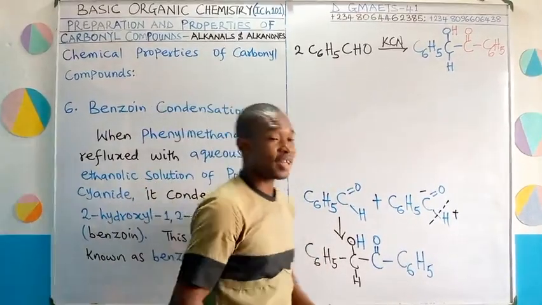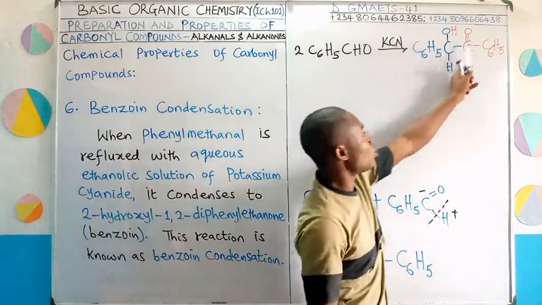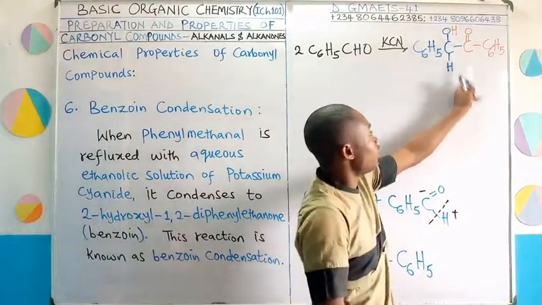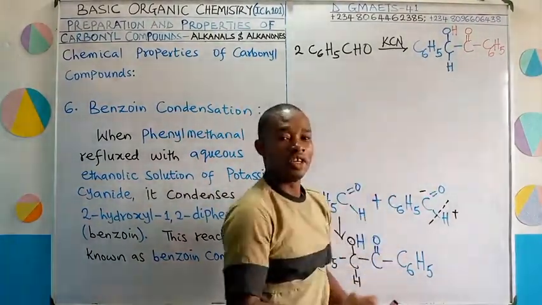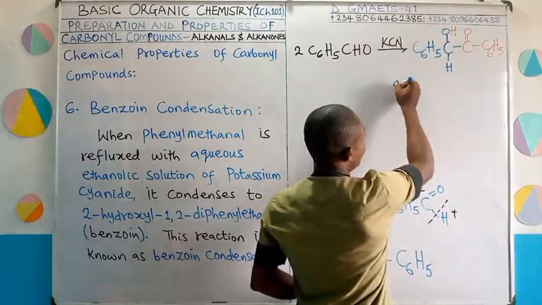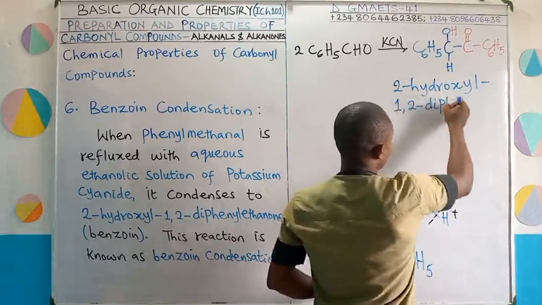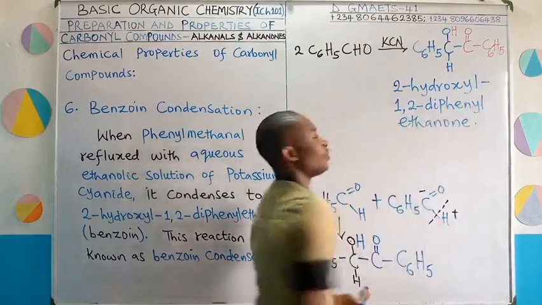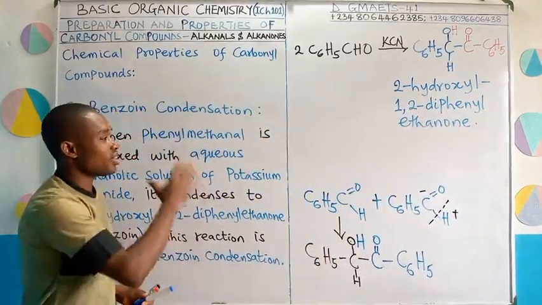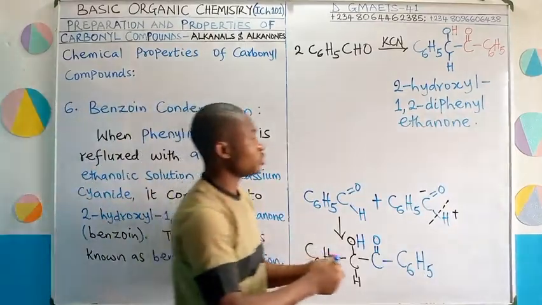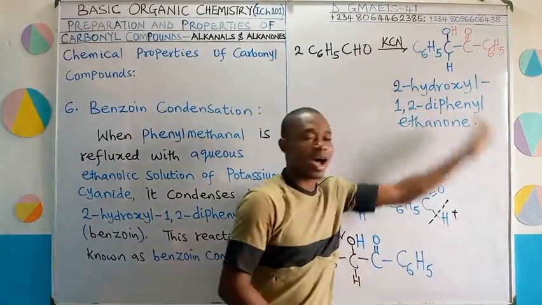And the name of the compound, like I said, is 2-hydroxyl, 1,2-diphenylethanol. Let me write that. And of course, that is the benzoin condensation. Like we said, this compound is known as benzoin.